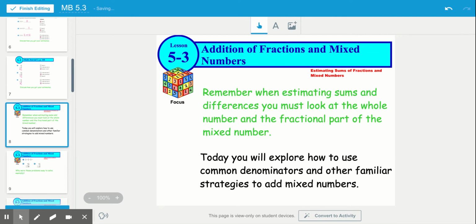Remember that when estimating sums and differences, you must look at the whole number and the fractional part of the mixed number. So today we're going to explore how to use common denominators and other familiar strategies to add mixed numbers.